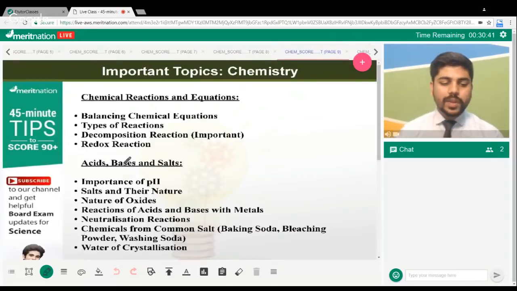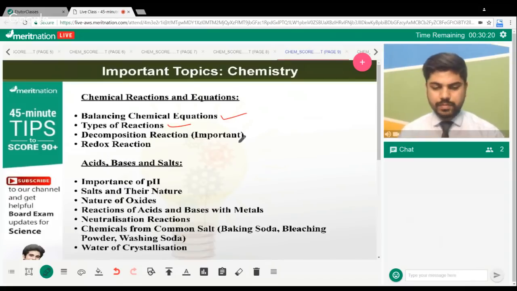If I talk about chemical reactions and equations, balancing chemical equations is very important. You should know how to balance a chemical reaction, whether a particular equation is balanced or not. You should also know the types of reactions, right? In the types of reaction, let's say combination, decomposition, displacement, for example, decomposition reaction is very important. You should also know about the redox reaction, that is oxidation and reduction happening simultaneously, right?